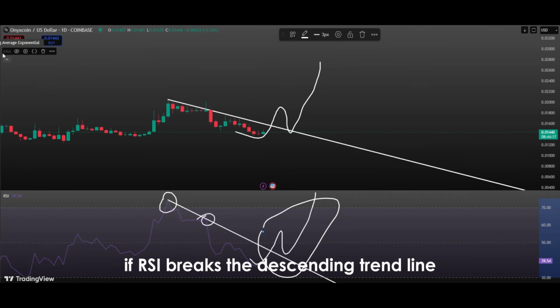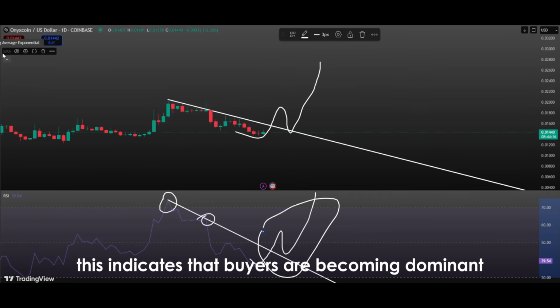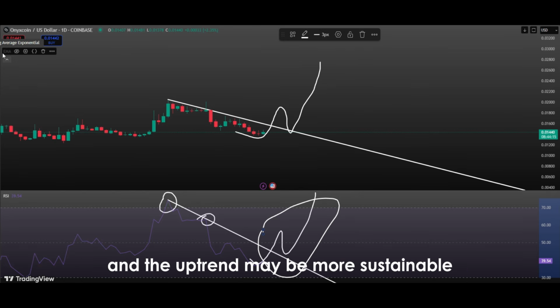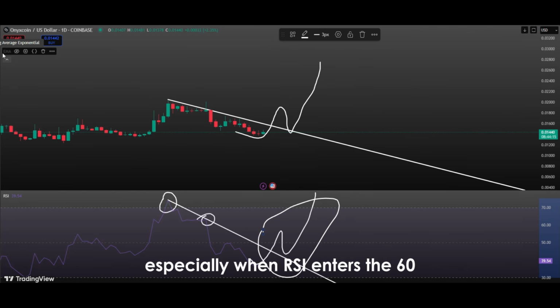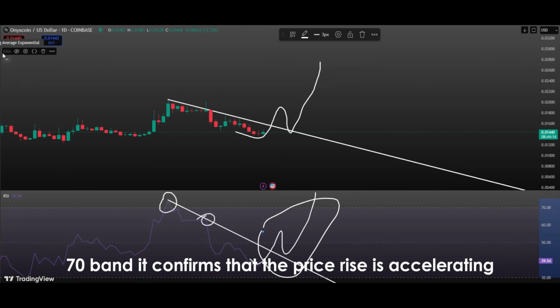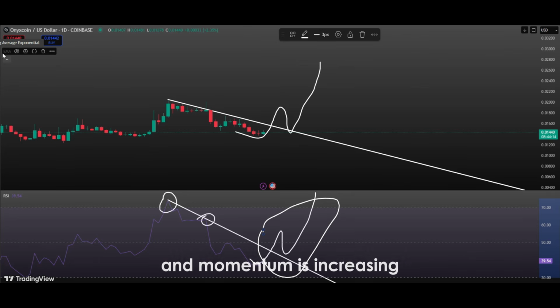If RSI breaks the descending trend line and then settles above the 50 level, this indicates that buyers are becoming dominant and the uptrend may be more sustainable. Especially when RSI enters the 60-70 band, it confirms that the price rise is accelerating and momentum is increasing. At this point, RSI entering the overbought zone can sometimes worry investors, but when the trend is just beginning, RSI staying above 70 can be a sign that the rally is strong.